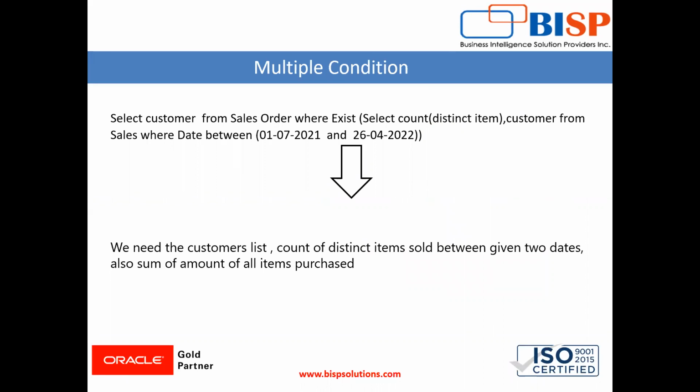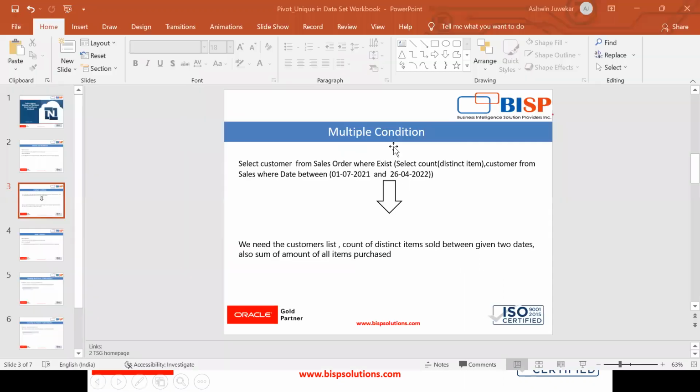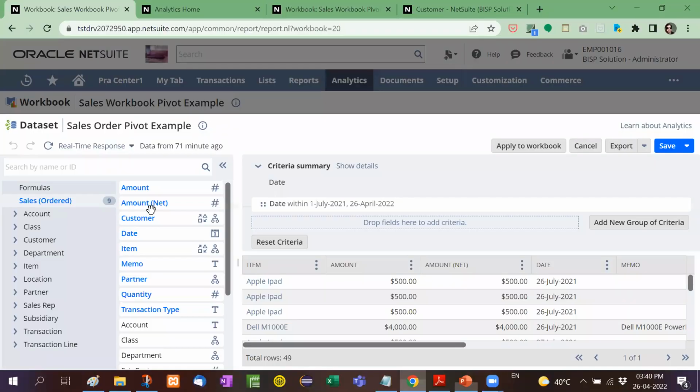For example, take an example: select customer from sales orders where exists (select count distinct item, customer from sales where date between these two given dates). Now in this condition, we need the customer list, the count of distinct items sold between the given two dates, and also the sum of the amount of all the items purchased. For this, we are going to first take the data between these two dates. After that, let me show you.